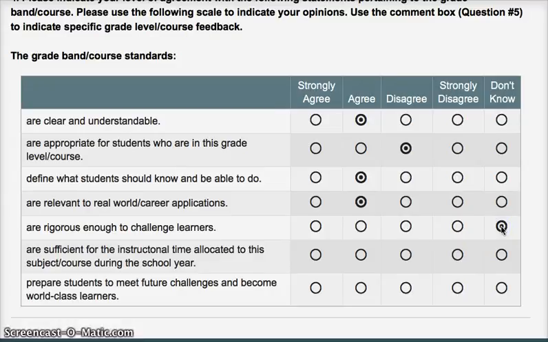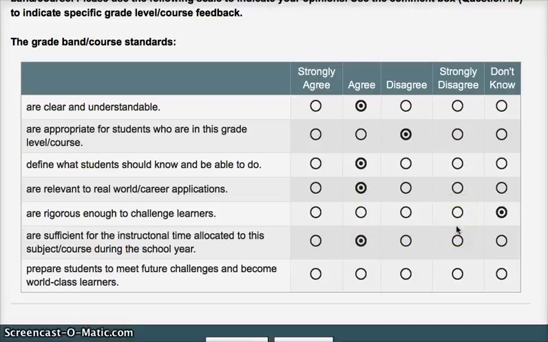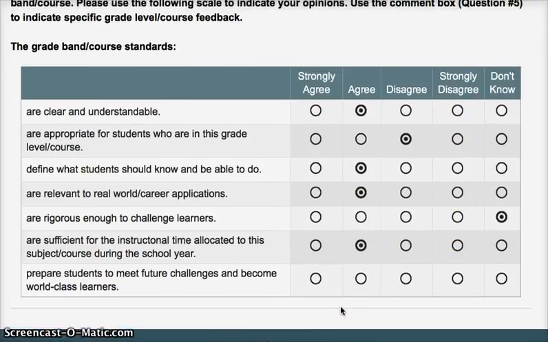Next, are sufficient for the instructional time allocated to this subject course? And again, you may not really know. Okay, so you could say don't know. I would say agree. Prepare students to meet future challenges and become world-class learners.